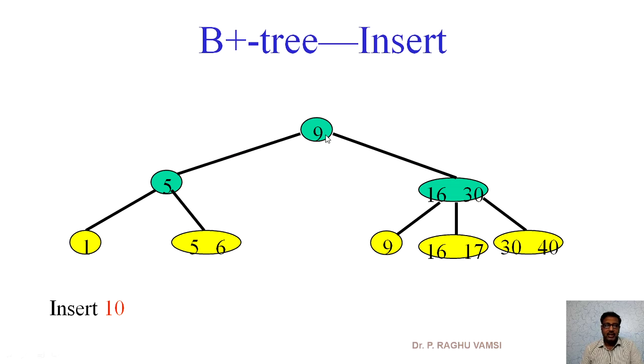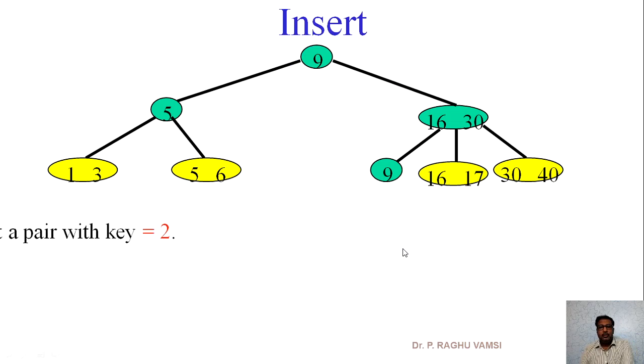10 is compared with 9. Obviously, it is greater than 9, so you will traverse at the right side. Compare with the first element of the right child. 10 is less than 16, so traverse at the left side, and insert the 10 in this particular position. So 9, 10 should be there.